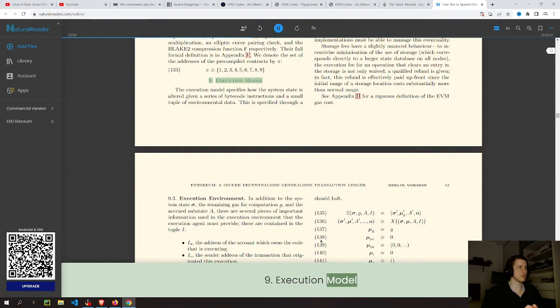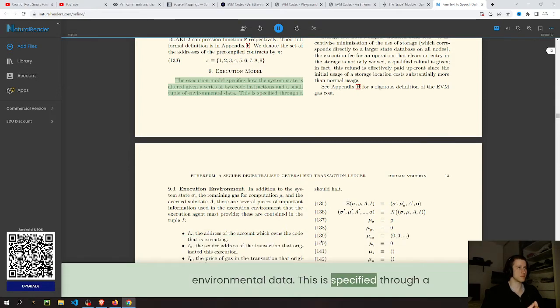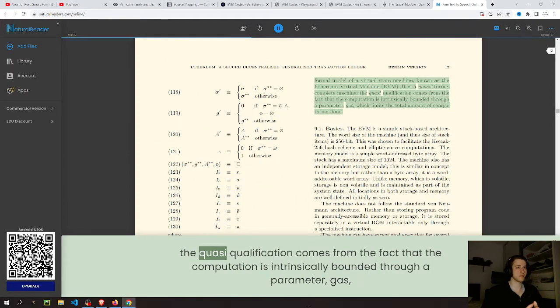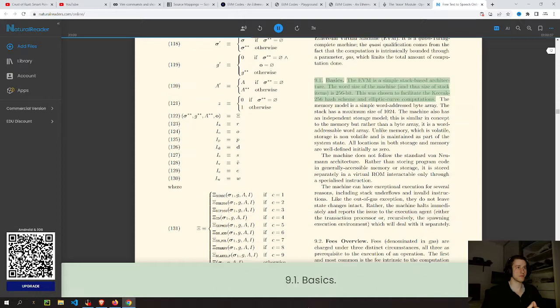9. Execution model. The execution model specifies how the system state is altered given a series of bytecode instructions and a small tuple of environmental data. This is specified through a formal model of a virtual state machine, known as the Ethereum Virtual Machine. It is a quasi-Turing complete machine. The quasi-qualification comes from the fact that the computation is intrinsically bounded through a parameter, gas, which limits the total amount of computation done. 9.1 Basics. The EVM is a simple stack-based architecture. The word size of the machine is 256-bit.